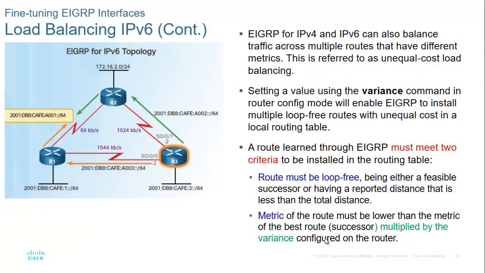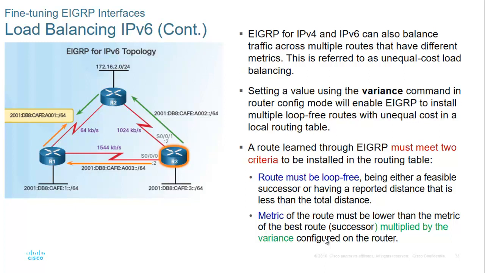Apart from equal cost load balancing, EIGRP for IP version 4 and IP version 6 can also balance traffic across multiple routes that have different metrics. This is called unequal cost load balancing. So setting a value using the variance command in router config mode will enable EIGRP to install multiple loop-free routes with unequal cost in a local routing table.